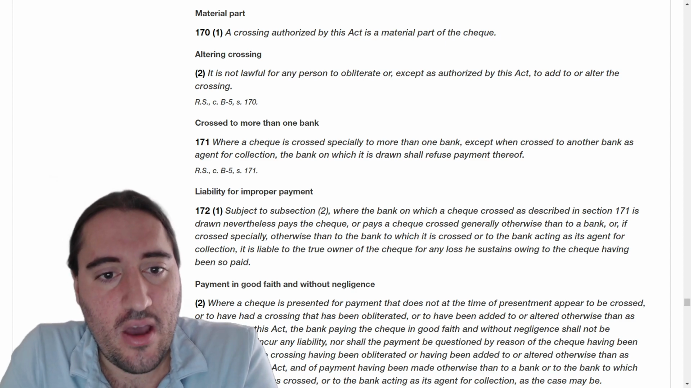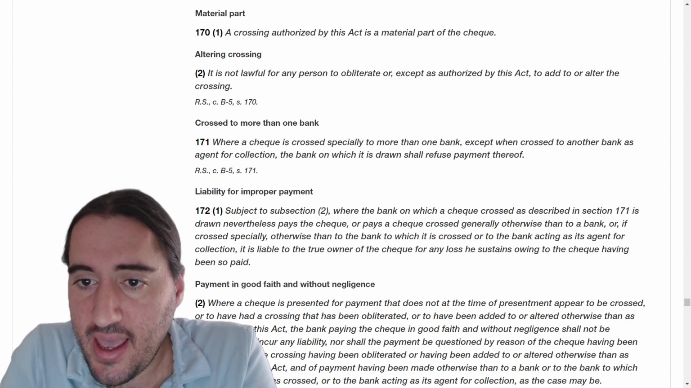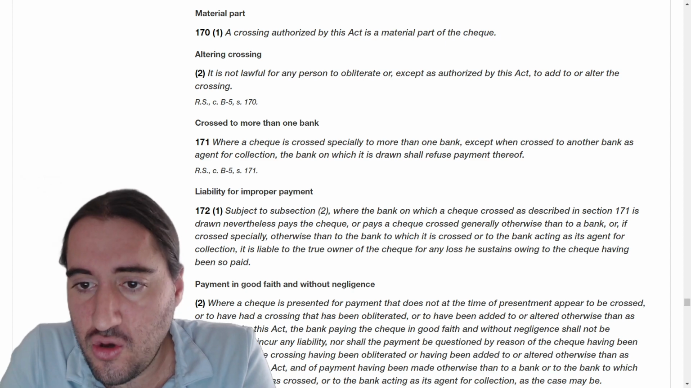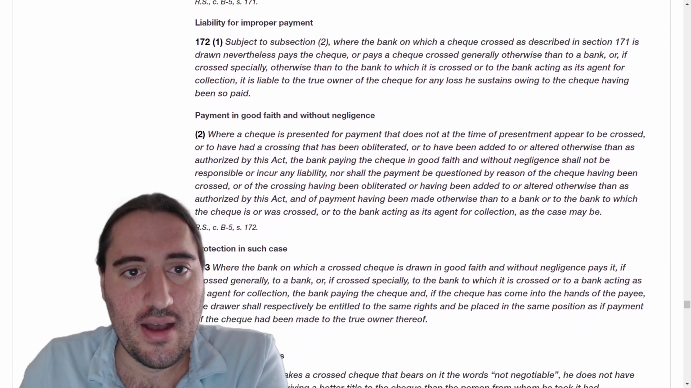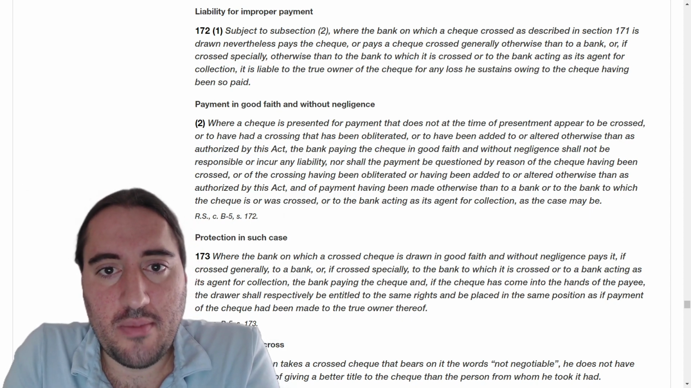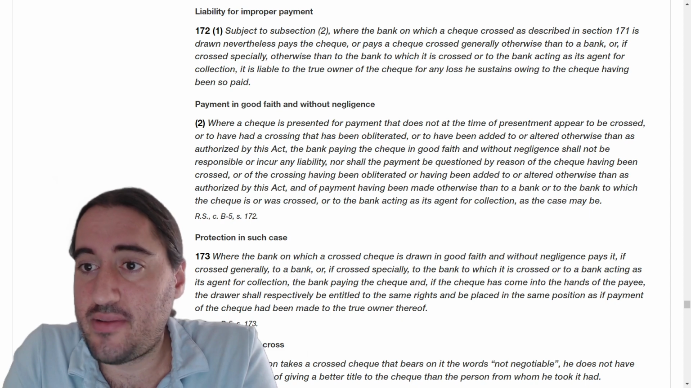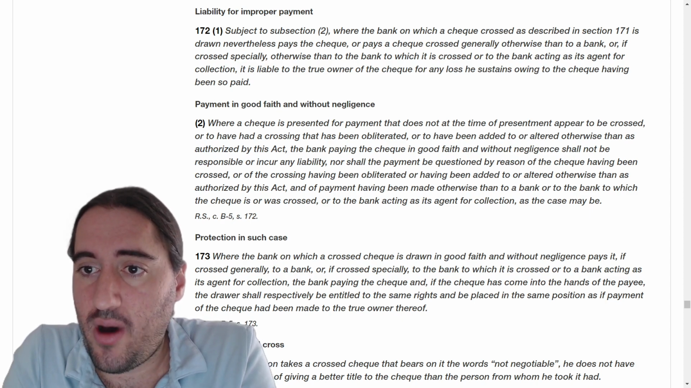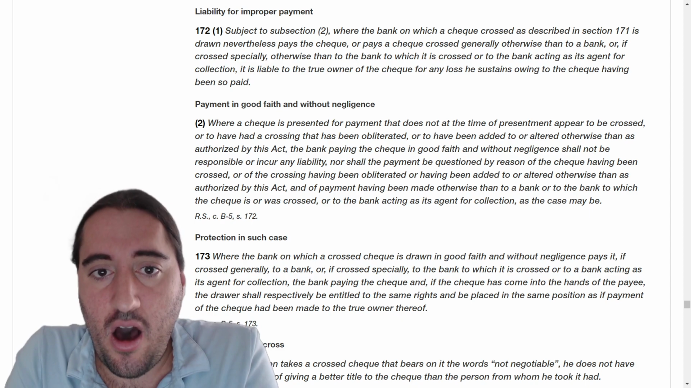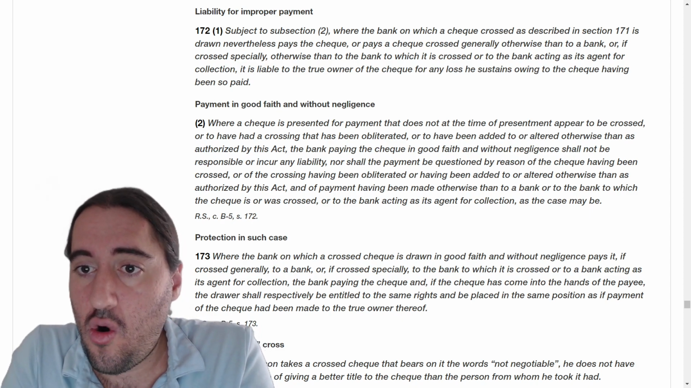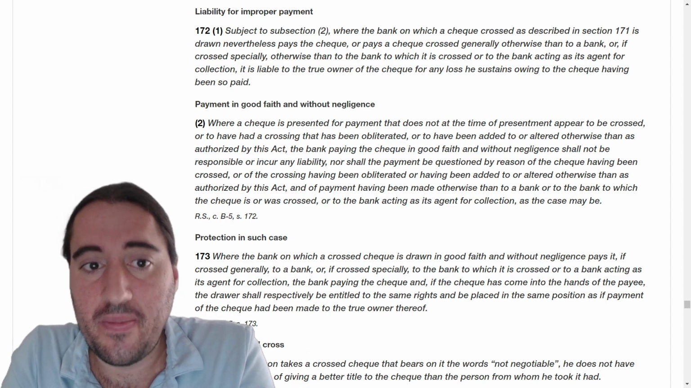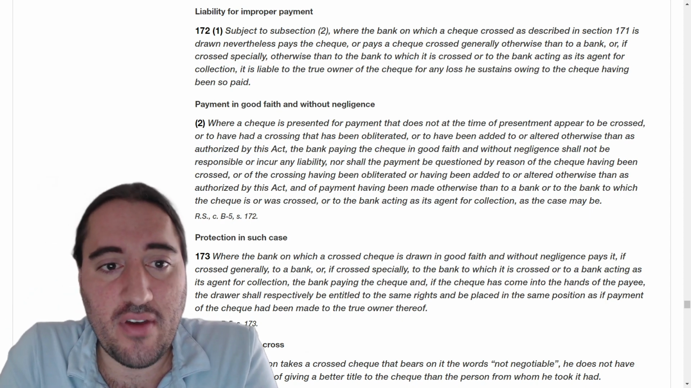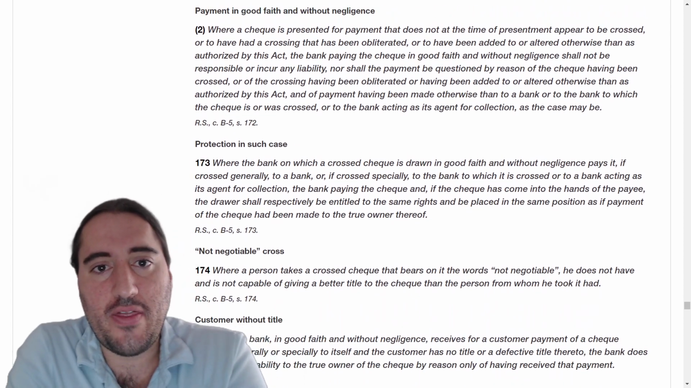Cross to more than one bank. Where a check is crossed specially to more than one bank, except when crossed to another bank as agent for collection, the bank on which it is drawn shall refuse payment thereof. Liability for improper payment. Subject to subsection 2, where the bank on which a check cross is described in section 171 is drawn, nevertheless pays the check or pays a check crossed generally otherwise than to a bank, or, if crossed specially, otherwise than to the bank to which it is crossed, or to the bank acting as its agent for collection, it is liable to the true owner of the check for any loss he sustains owing to the check having been so paid. Payment in good faith and without negligence.